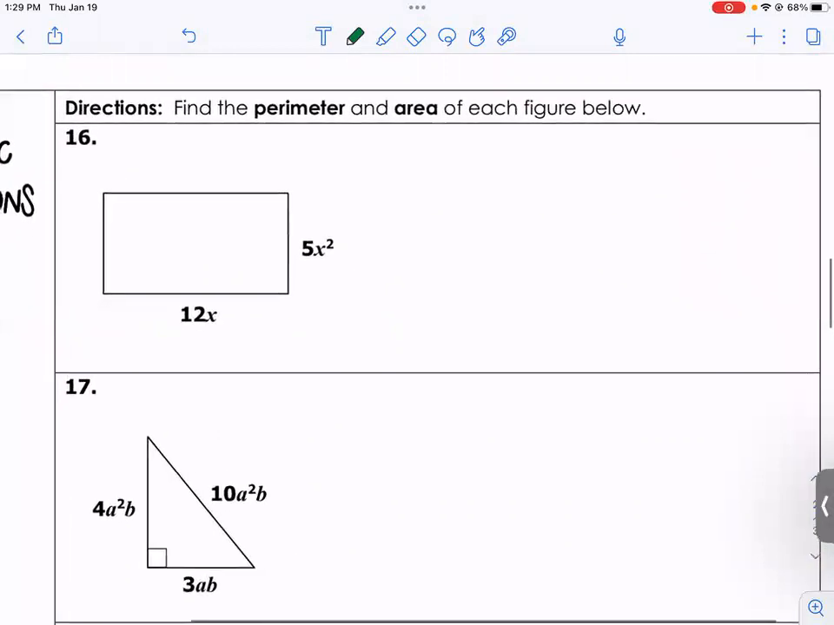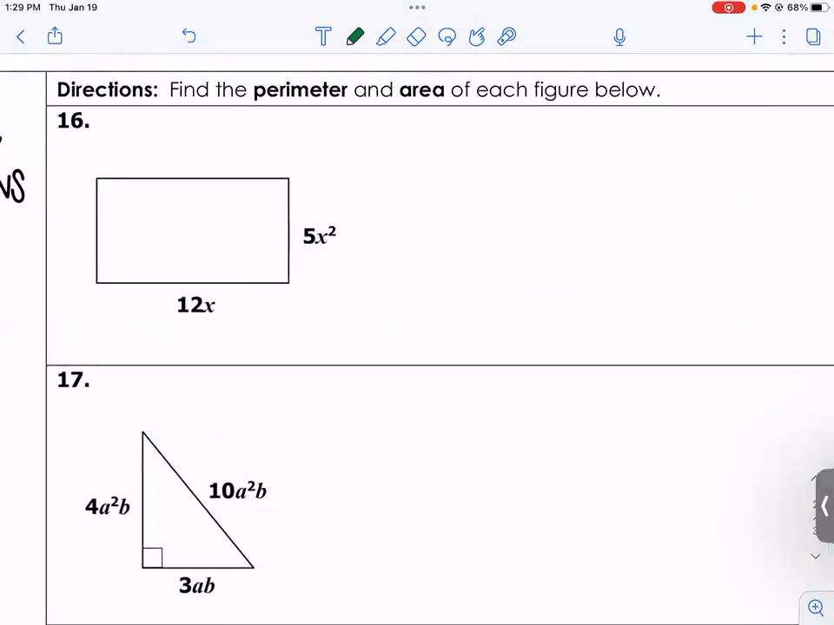Okay, in number 16, 17, and 18, I'm asking you to find perimeter and area. So raise your hand if you can describe to me what it means to be the perimeter. The perimeter is like the outside of it, like all the little cubicles on the edge. Okay, so all of the outside parts, okay?